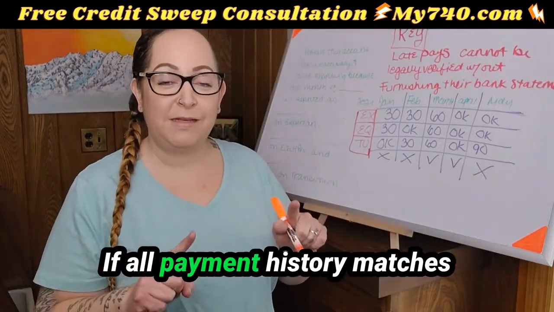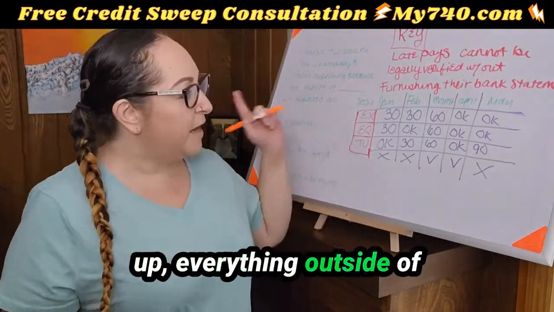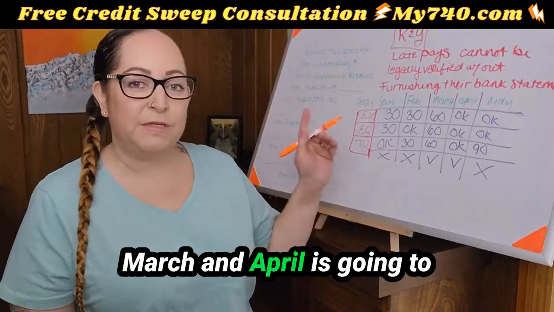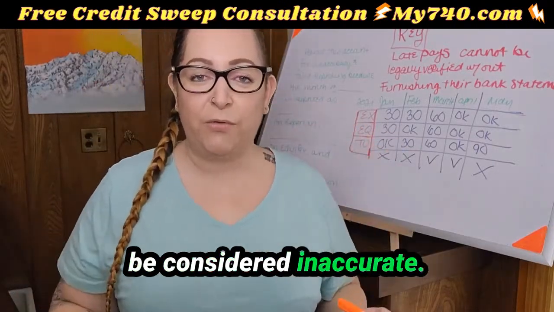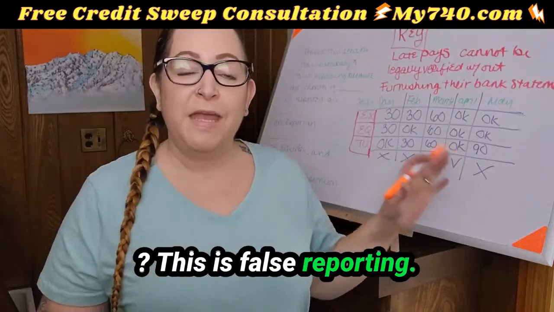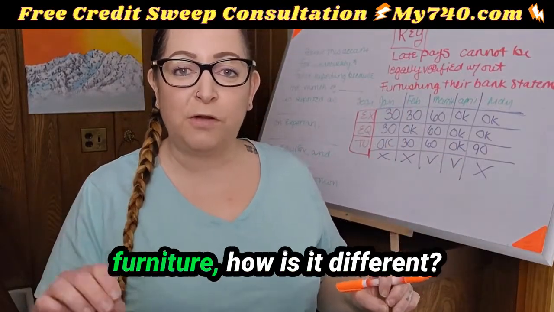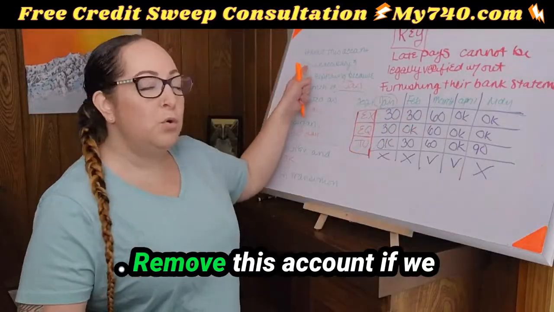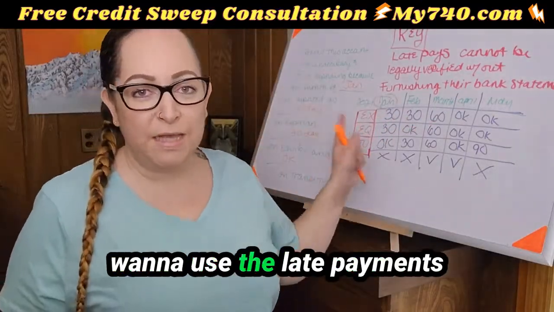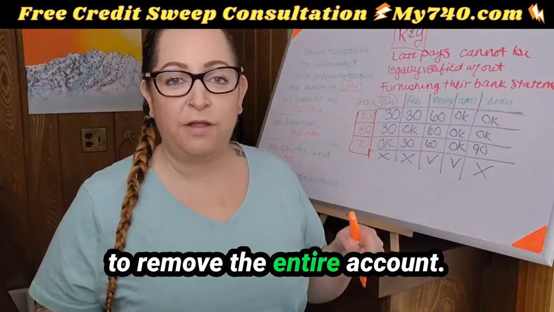If all the payment history matches up, everything outside of March and April is going to be considered inaccurate. This is false reporting. If this information is coming from the same creditor, the same data furnisher, how is it different? We can remove this account if we want to use the late payments to remove the entire account.